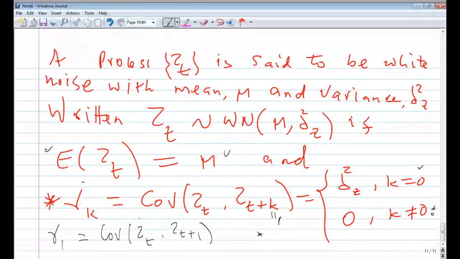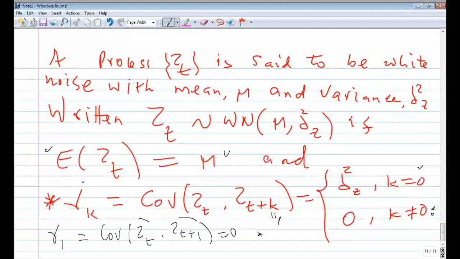Because these variables, this one and this one, are independent, their covariance is going to be 0. That's what we're saying here. If k is different from 0, in other words, if k is 1, 2, 3, 4, 5, up to infinity, then gamma of that will be equal to 0.